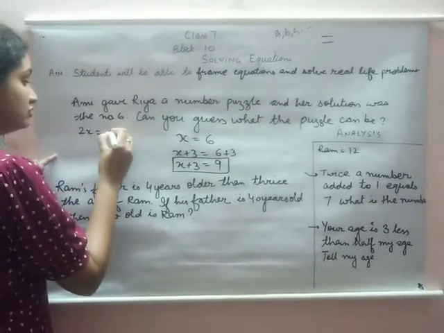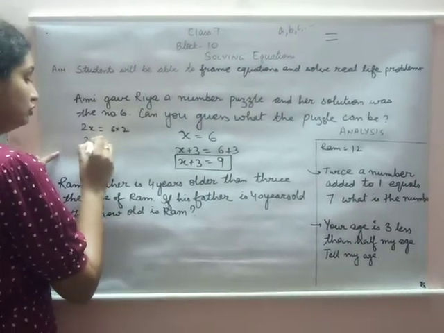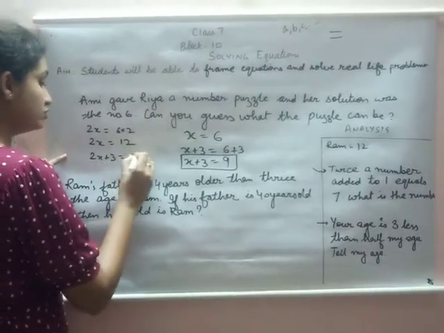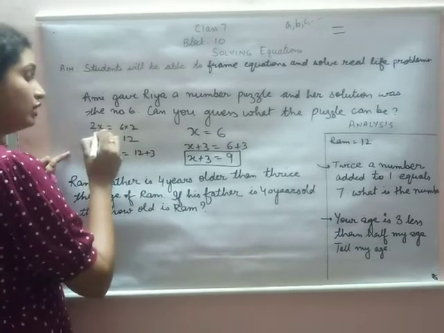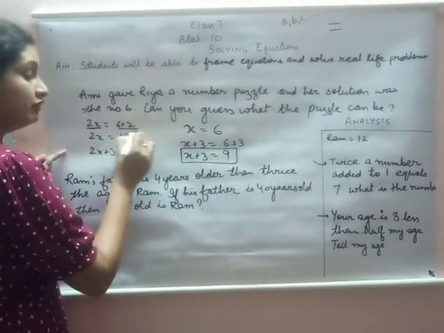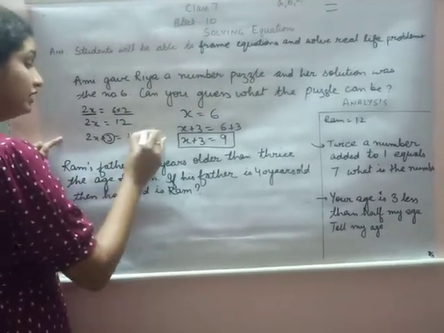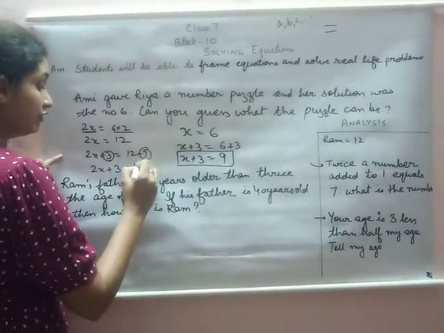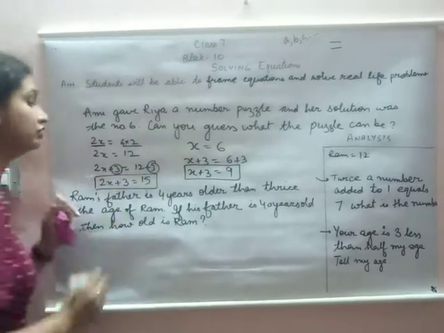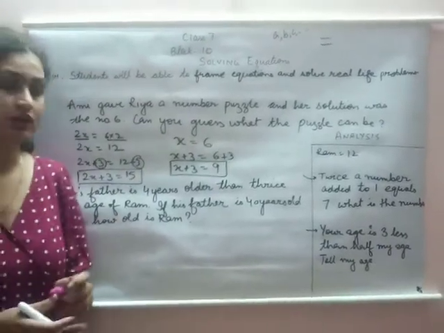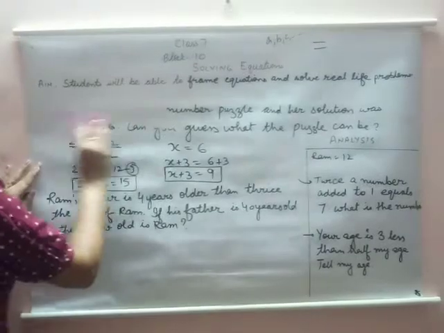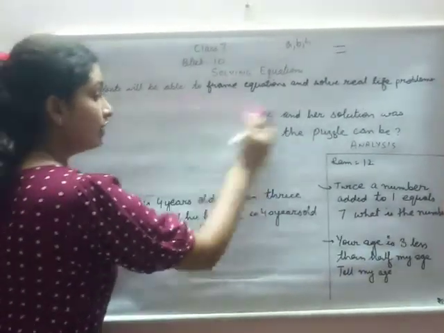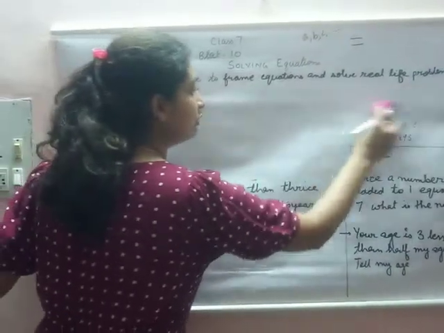2x is equal to 6 multiplied by 2. 2x is equal to 12. 2x plus 3 is equal to 12 plus 3. What have we done over here? First I have multiplied both sides with 2. Then I have added 3 to both sides. Now the equation is 2x plus 3 is equal to 15. This can be the second equation or the second word problem. Right? So any number of equations can be framed when we are framing the equation with the help of our solution.